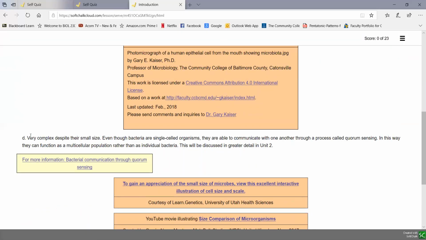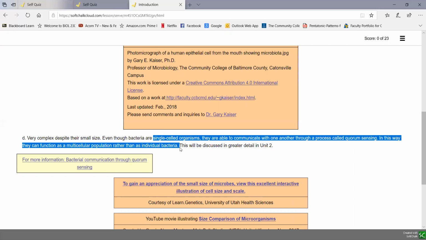Bacteria are very complex despite their small size. Even though they're single-celled organisms, they communicate with one another through a process called quorum sensing that we'll learn about in Unit 2. And in this way, they can also function as multicellular populations rather than individual bacteria. So we'll learn more about that later on. But keep in mind, each bacterium is a complete living organism, not just a single cell.